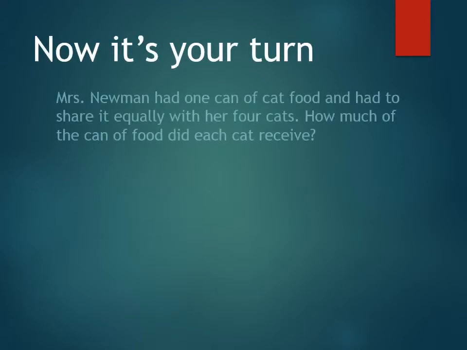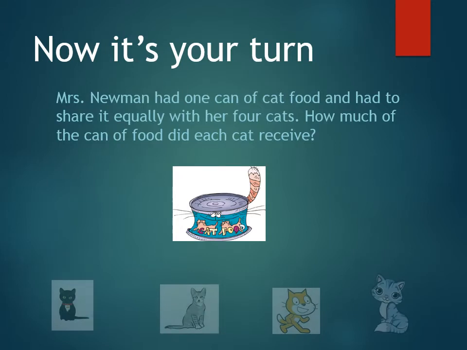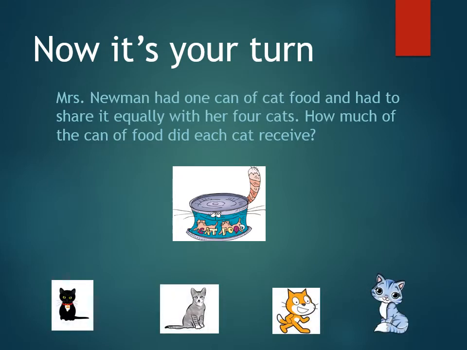Now let's try again. Let's look at this problem. Ms. Newman, which is me, had 1 can of cat food and had to share it equally with her 4 cats. Now y'all know how much I love my cats, and I want to make sure that each cat gets the same amount of food. How much of the can of food did each cat receive? Well, here we have our 4 cats. I want all of you right now to draw 4 cats or stick figures, or you can just put 4 dots on your whiteboard.